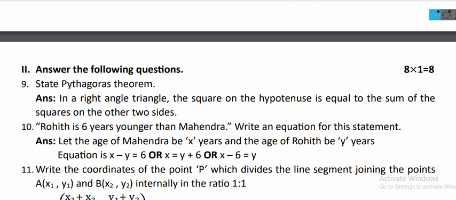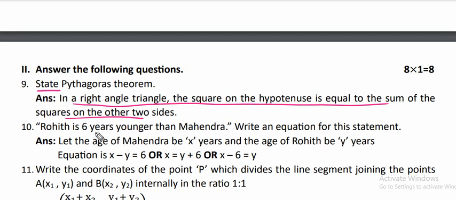Then state Pythagoras theorem. Here they ask to only state. That means you have to write the statement only. Statement of the Pythagoras theorem: in a right angle triangle, the square of the hypotenuse is equal to the sum of the squares on the other two sides. So this is the statement of the Pythagoras theorem. This gives you 1 mark. And then we move on to the next one.